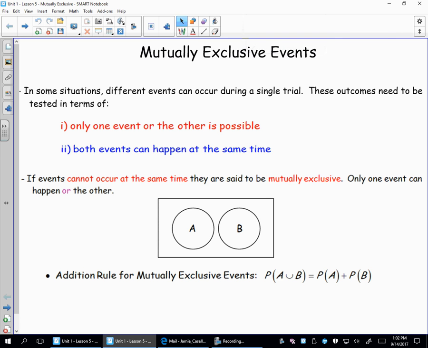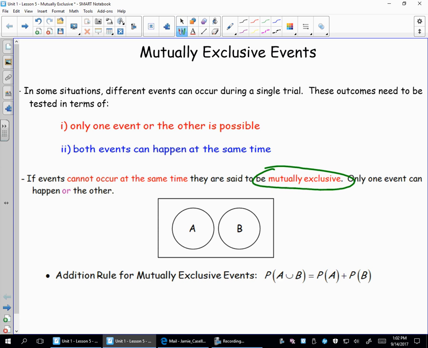In today's lesson, we're going to examine the idea of mutually exclusive events. In lots of situations, there's the idea that something can't happen at the same time. For example, if we roll a dice and you want an even number or an odd number, those things aren't possible at the same time. So if they aren't possible at the same time, we consider those things mutually exclusive.